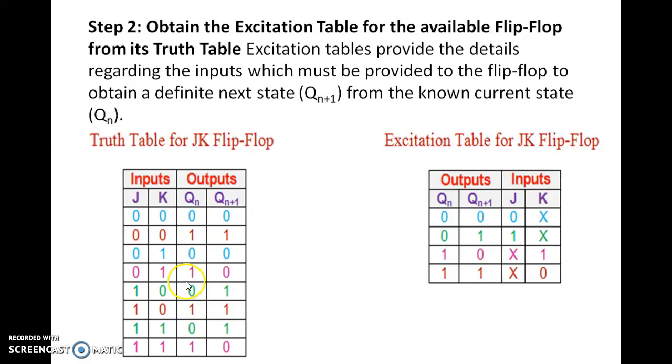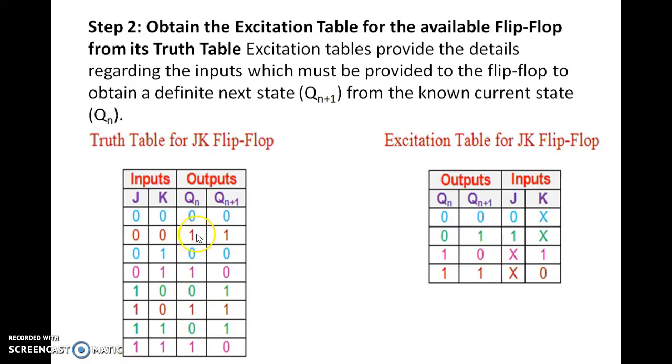When Q is 0 and Qn+1 is 1, we have two conditions for this. In this case, J value is 1 but K value is changing. So it will be 1, don't care. When Q is 1 and Qn+1 is 0, we have two states for this. Here you can see with the different colors also. If you observe, J value is changing, it is 0 and 1, but K value is constant. So you can write it as don't care, 1.